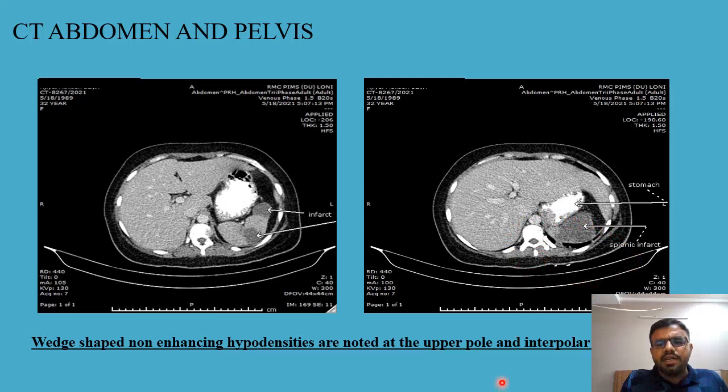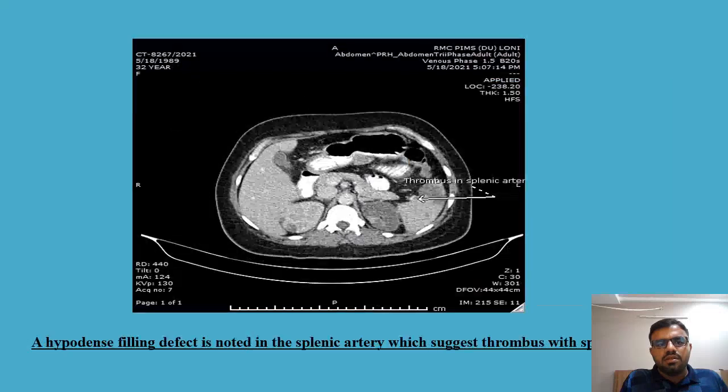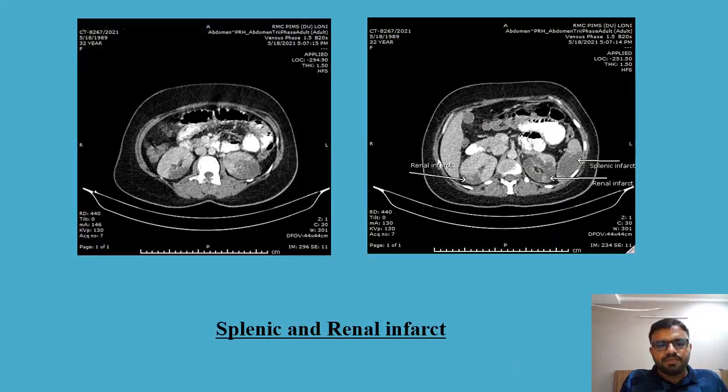Now, same patient, CT abdomen and pelvis, plain and contrast: wedge-shaped non-enhancing hypodensities are noted in the upper pole and interpolar region of the spleen. A hypodense filling defect is noted in the splenic artery, which suggests a thrombus with splenic infarct. This scan image shows the splenic infarct and the renal infarct, which is hypodense.